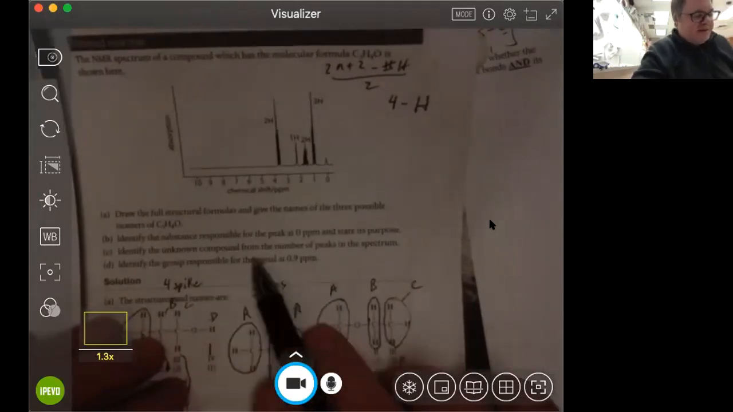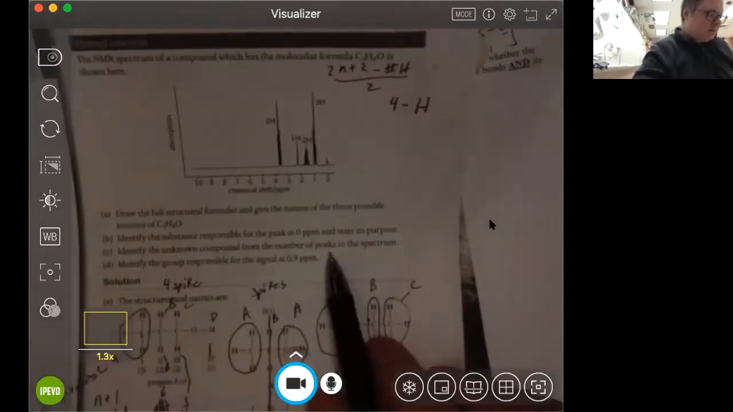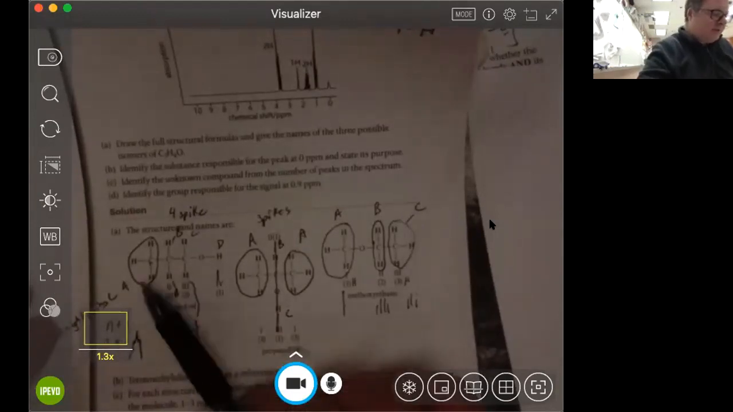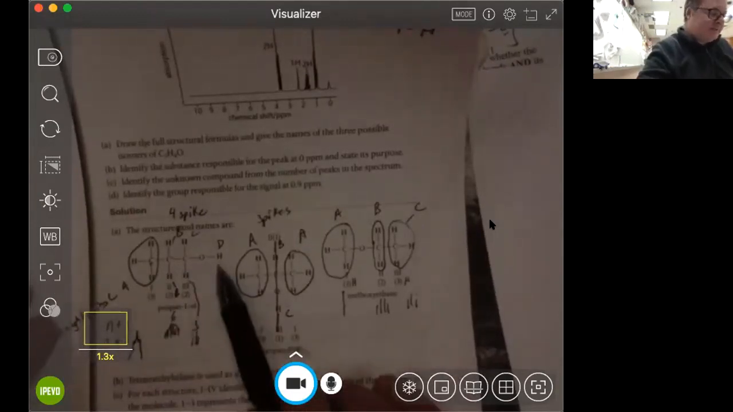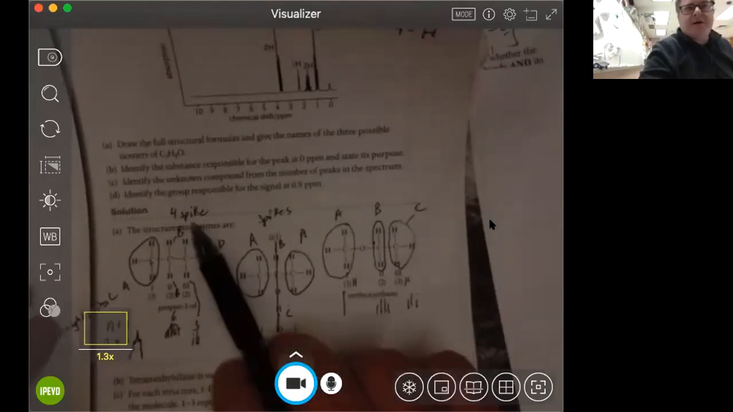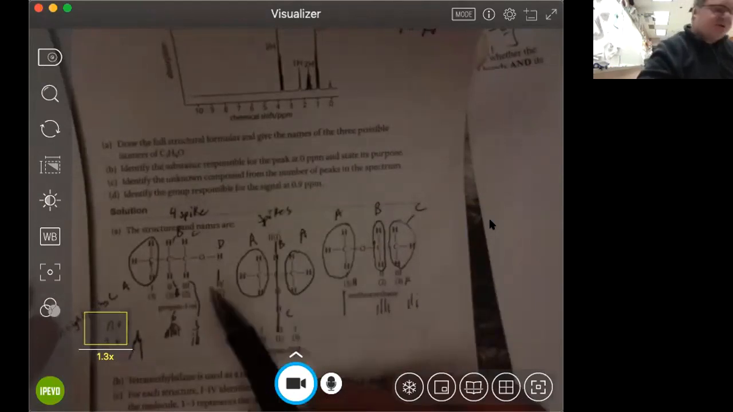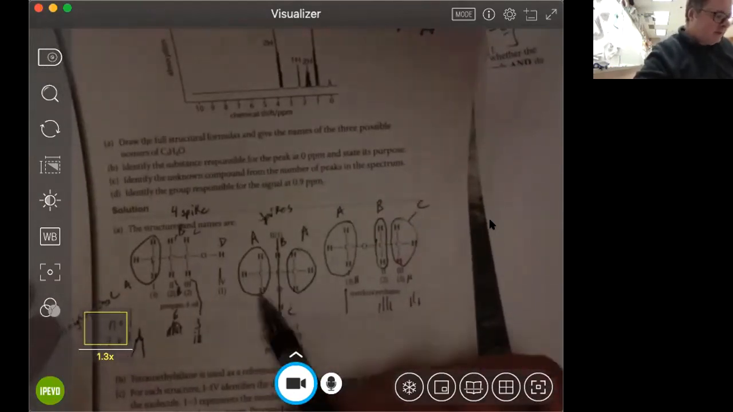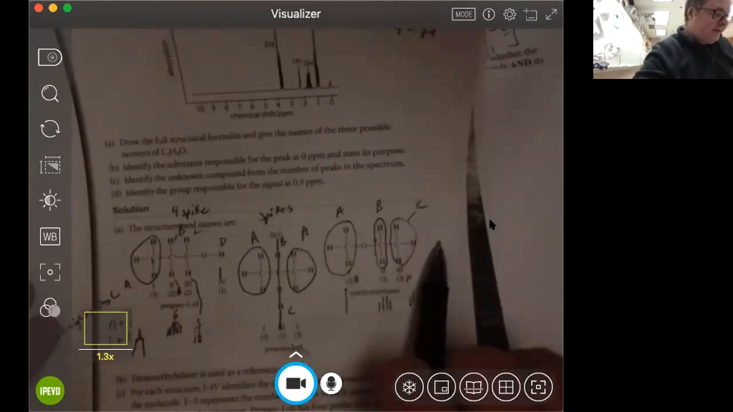Then it says identify the unknown compounds by the number of peaks. But we did that. We went a little bit more into the information than we needed to, but this was the only one that should have 4 peaks. And apparently they call them peaks instead of spikes, so I'll try to change my vernacular to that. Every other one here had 3.